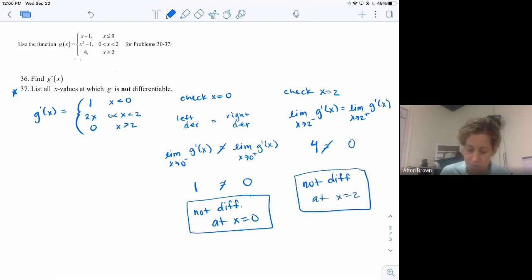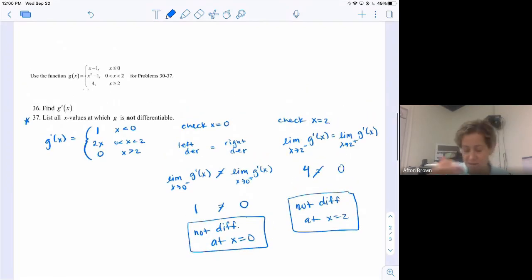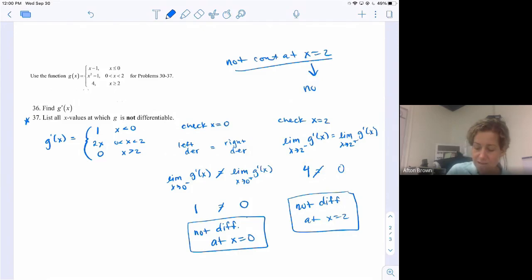Now, if you had done question, I think it was 30, where it asked you to graph it, you would have noticed from the graph that it's not continuous at x equals 2. So if it's not continuous at x equals 2, you could have skipped this, because if it's not continuous, then it's not differentiable. So you wouldn't even have to check the derivative, because it has to be continuous in order for the derivative to exist.